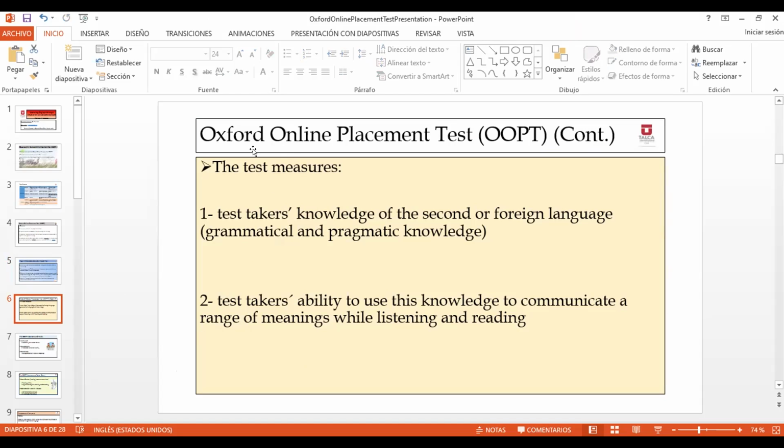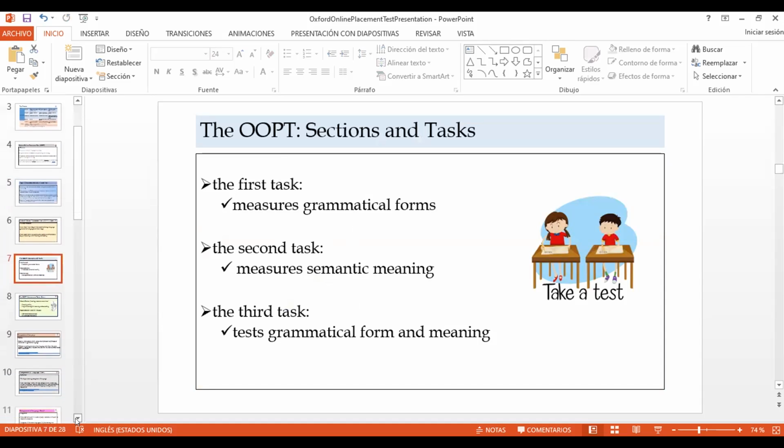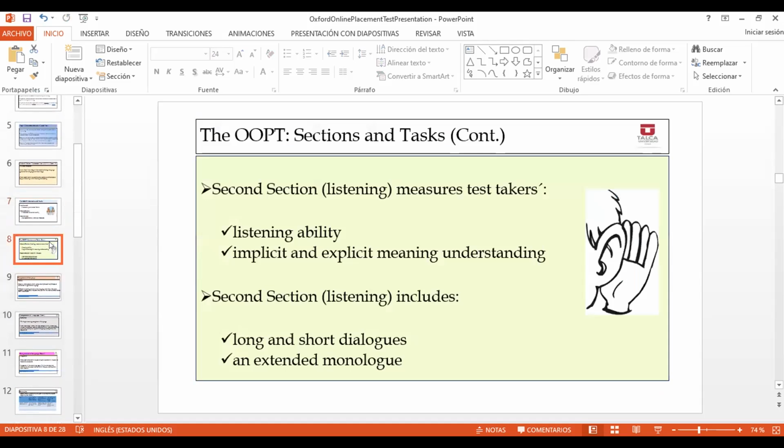Okay, so what does it measure? Your knowledge of English, in this case, grammatical, pragmatic knowledge, and your ability to communicate a range of meanings, to understand these meanings while you listen and read. So you have different tasks. You are asked grammatical forms, then semantic, meaning, and then pragmatic, their use in social context. We will revise that as well.